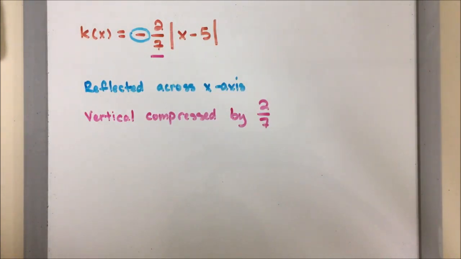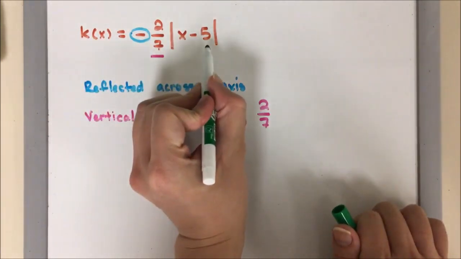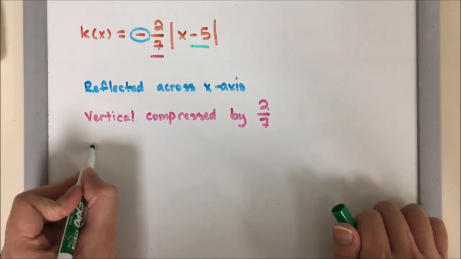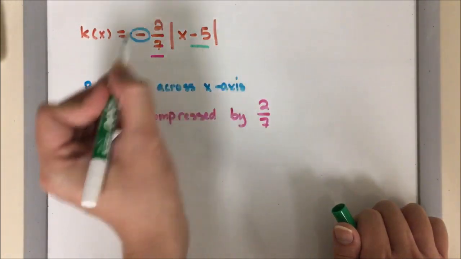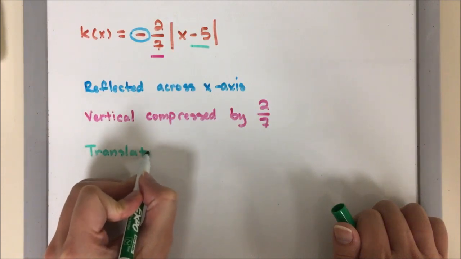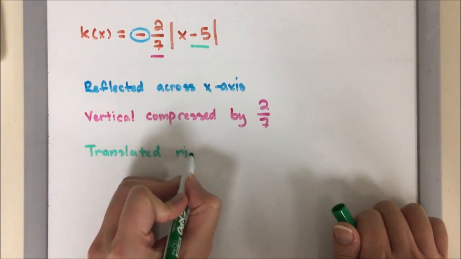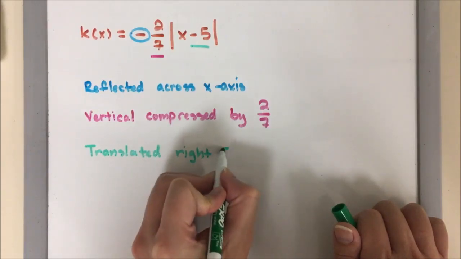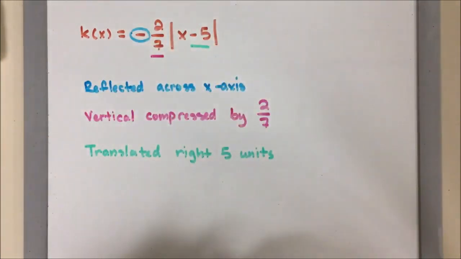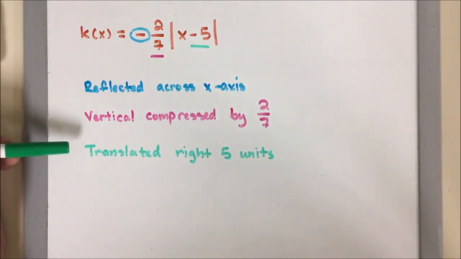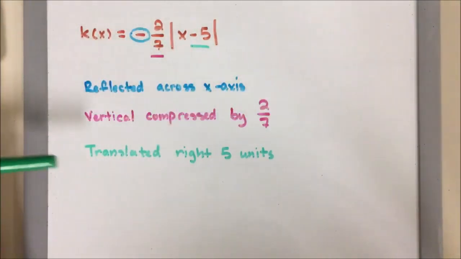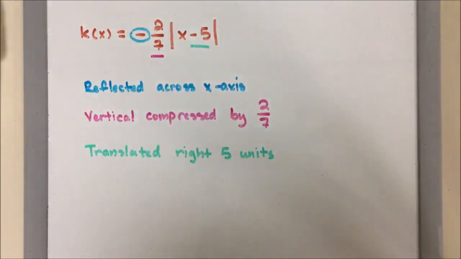And then the minus 5, it's inside the absolute value. So this one is going to be translate. Since it's inside behind the x, it's going to be translate. So translated right 5 units. So I had 3 transformations in the example, and I wrote out 3 transformations. Reflected across x-axis, vertical compressed by 2 over 7, and translated right 5 units.